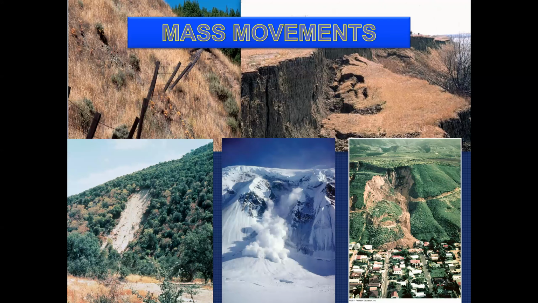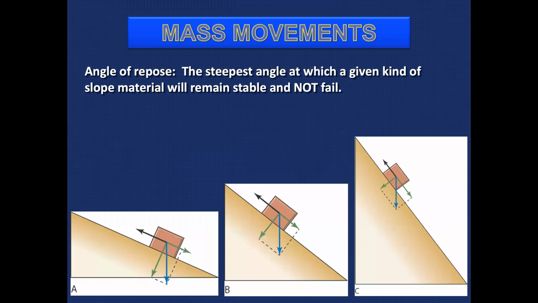Mass movements, well, as stated here, they can be very, very slow or very, very fast. They can be very, very dry and very, very wet. They can be very, very dry and slow. They can be very, very dry and fast. So there's a variety of them. Mass movements, again, you have this thing called the angle of repose. And if that angle is exceeded, basically the material will come under the force of gravity and slide down.